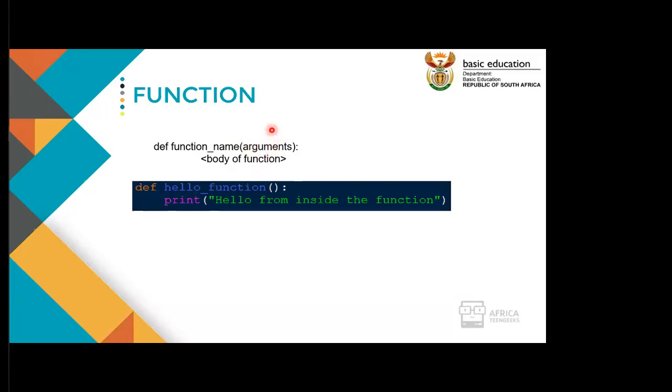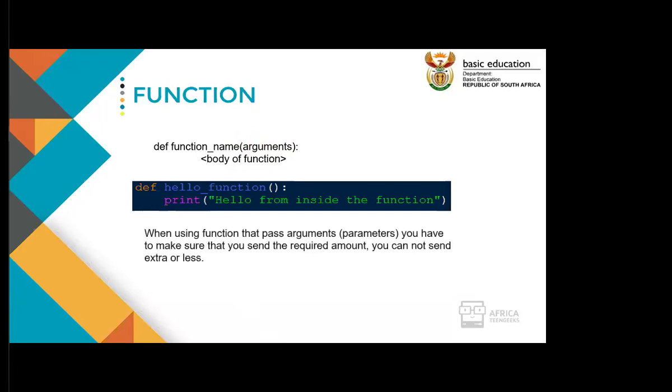You see, when you see brackets or parentheses and any value inside the brackets, that means the value is being sent to this function. All right. So we can change the function to have that. There's a few things that you need to understand when we use arguments. When we use functions that pass arguments as parameters, or well, arguments is the same as parameters, you have to make sure that you send the required amount. You cannot send extra or less.